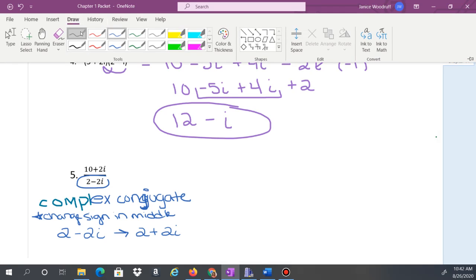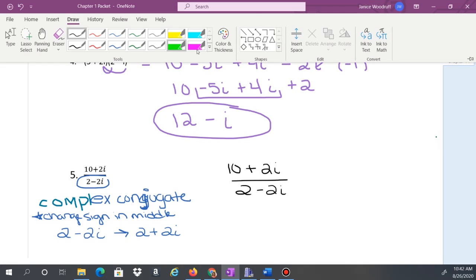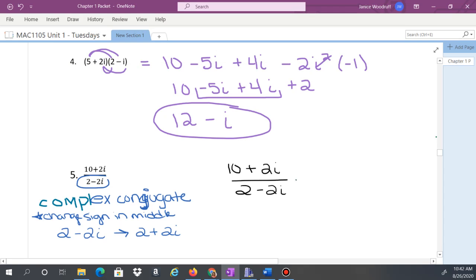So if I take a look at this problem again, I have 10 plus 2i over 2 minus 2i. I am going to multiply that by the complex conjugate on both the top and the bottom. So 2 plus 2i on the top and the bottom. That means I'm going to have to FOIL on the top and FOIL on the bottom. So let's start on the top.